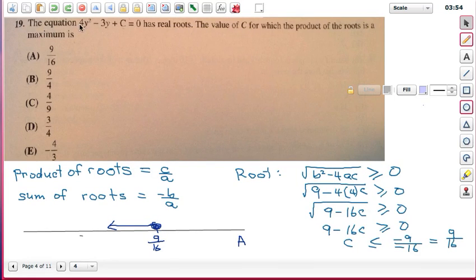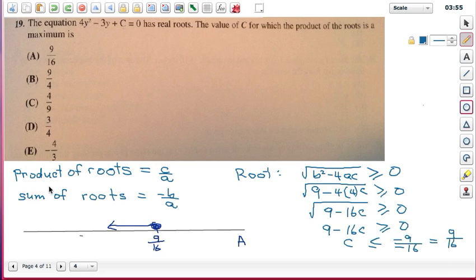The equation 4y squared minus 3y plus c has real roots, which means b squared minus 4ac has to be greater than or equal to 0 for it to have real roots. You can't have any negative number here. And b is 3, and a is 4. So 3 squared is 9 minus 4 times a, c, must be greater than or equal to 0. Simplifying this, you get 9 minus 16c is greater than or equal to 0. Solving for c, c is less than or equal to 9/16.